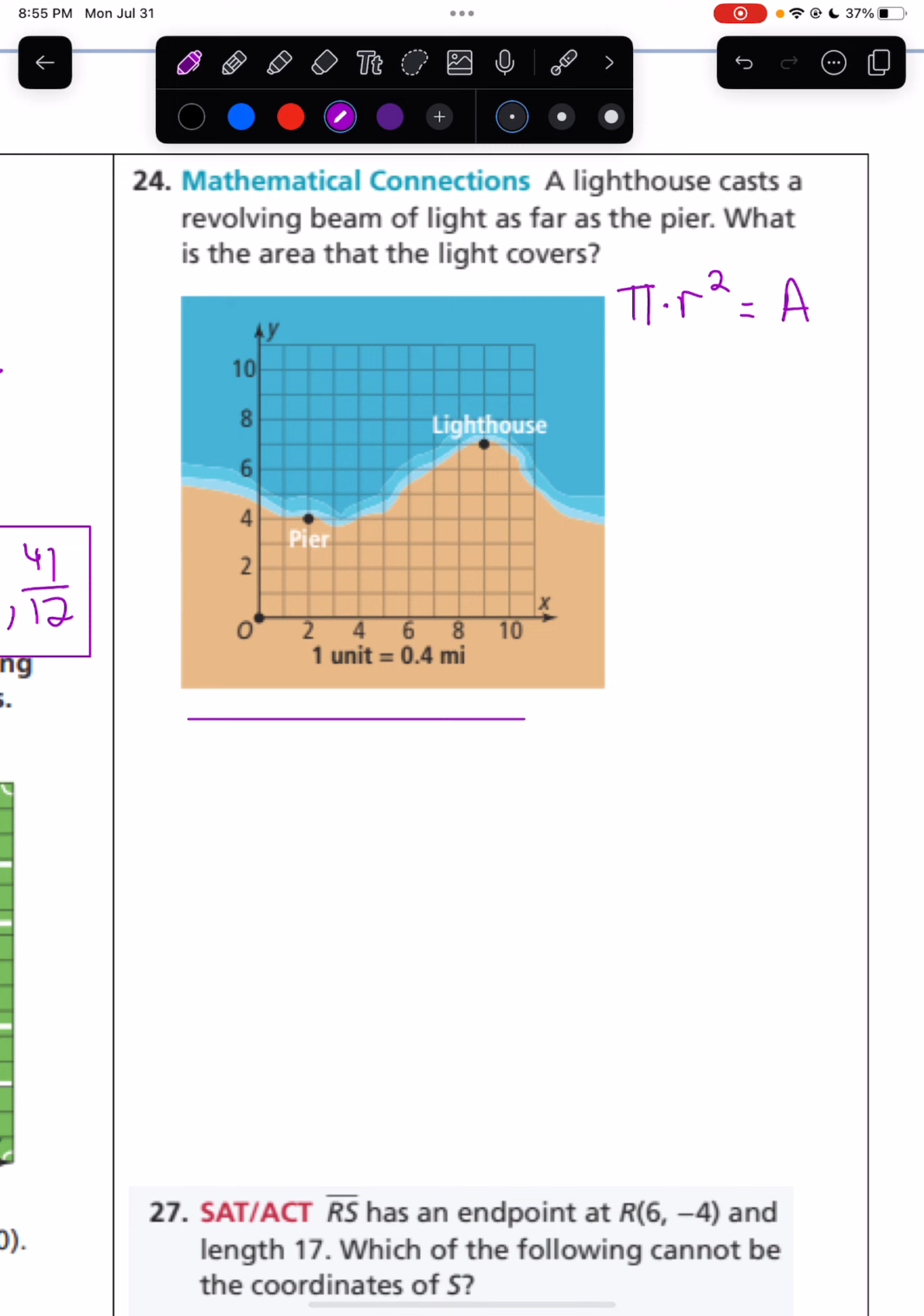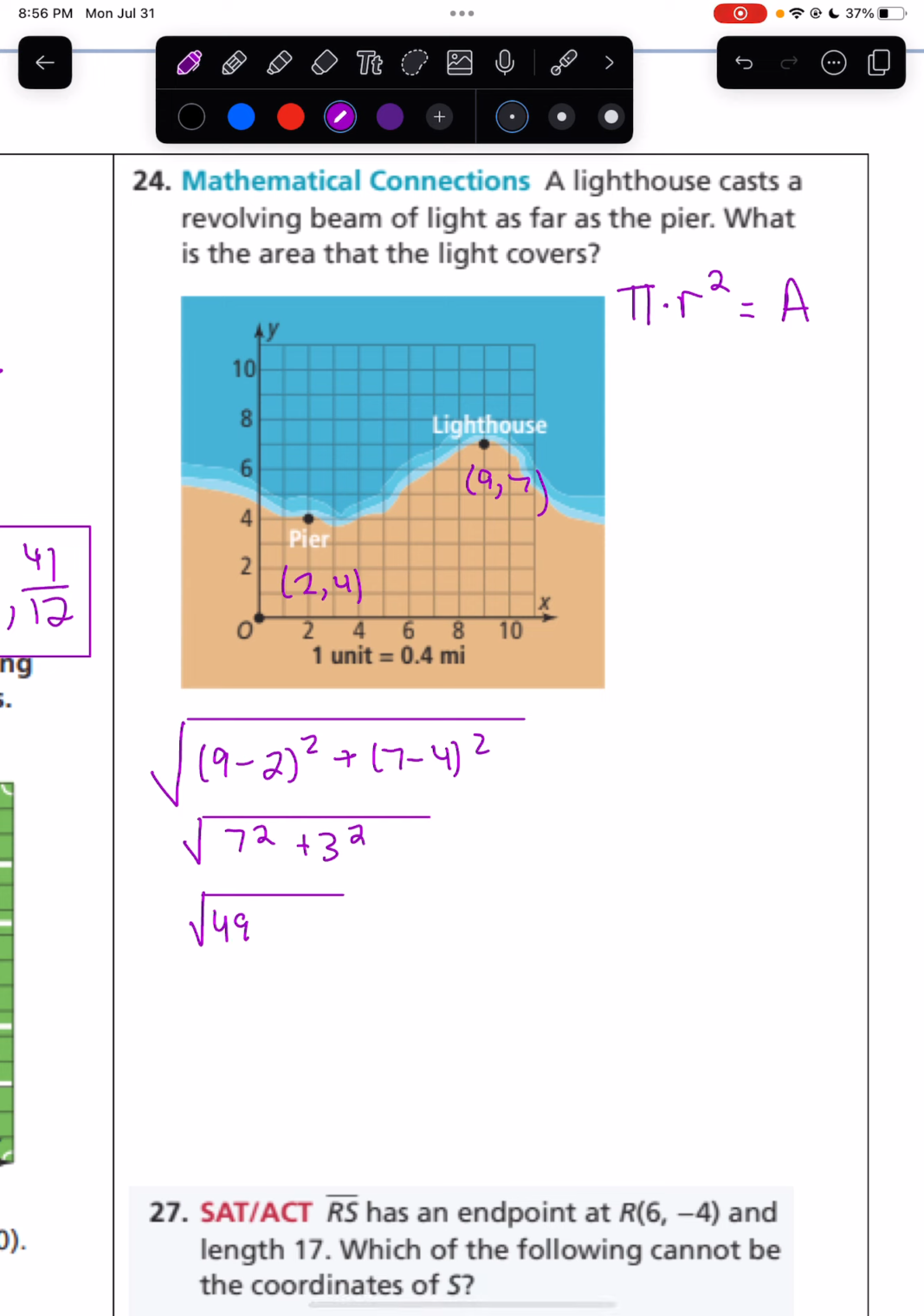So we've got the square root of, well, the pier is at 2, 4, and the lighthouse is at 9, 7. So the square root of x2 minus x1 squared, so 9 minus 2 squared, plus y2 minus y1 squared, that's 7 minus 4 squared. And that's going to give us the square root of 7 squared plus 3 squared, which is going to, of course, be 49 plus 9, or the square root of 58.